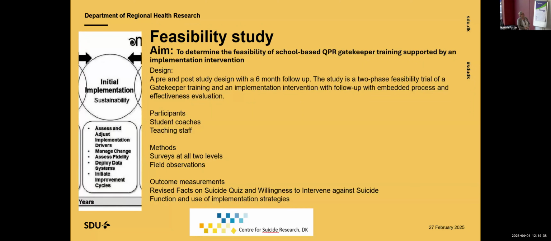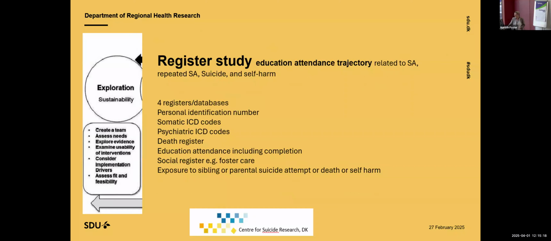So we are going to do this hybrid feasibility study where we are doing a pre-post design with 6-month follow-up, looking at all participants: the student coaches that are trained instructors and safeholding, and the teaching staff that are trained gatekeepers. And we're doing that with surveys at 2 levels, at 3 time points, as well as field observations, which I have done already. And then we use the measurements of the revised facts of risk of suicide and willingness to intervene, and also function and use of implementation strategies assessed.